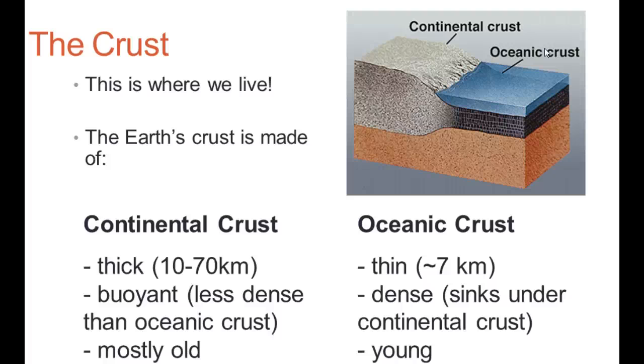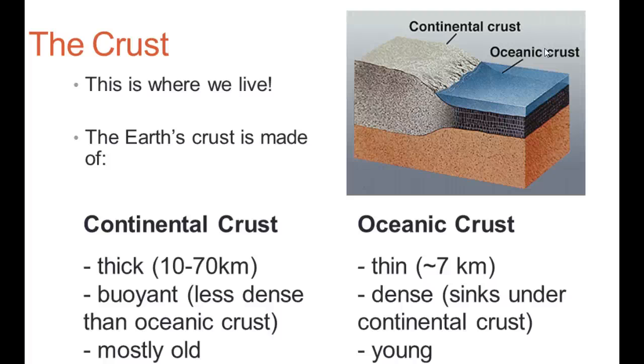Continental crust averages about 35 kilometers thick. Write that down. Although under some mountain chains, crustal thickness is approximately twice that thickness, and we'll talk about that in a little bit.